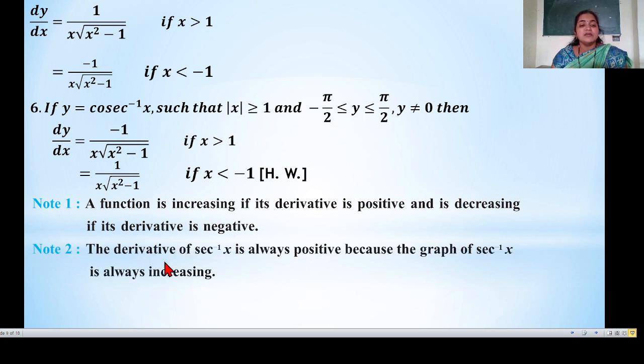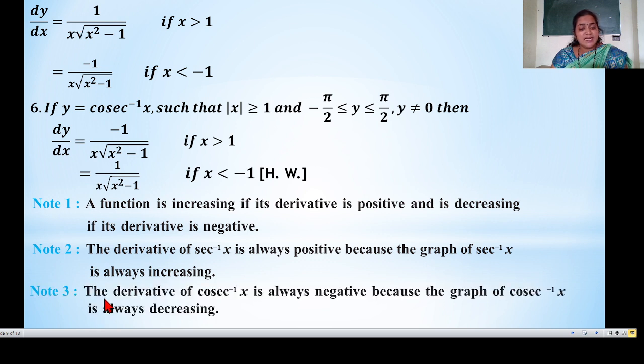Now next note, the derivative of sec inverse of x is always positive because the graph of sec inverse is always increasing. So whenever you solve an example, we use the positive sign here. And the second note, the derivative of cosec inverse of x is always negative because the graph of cosec inverse is always decreasing. So when we solve an example, we write the minus sign here. Okay, so this is the derivative of standard inverse trigonometric functions.